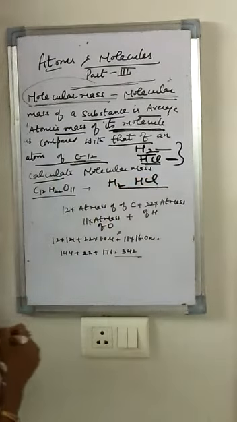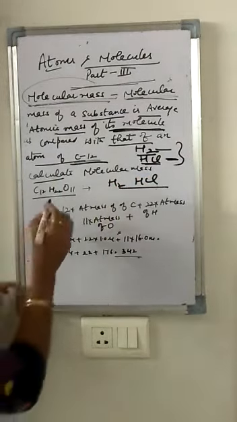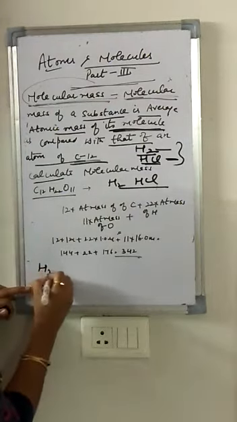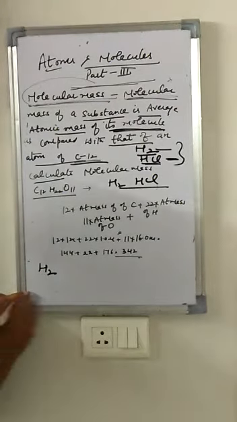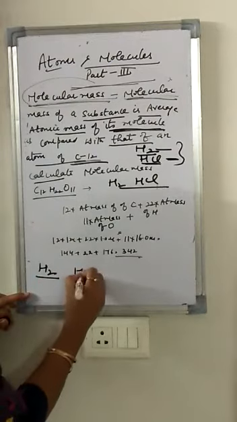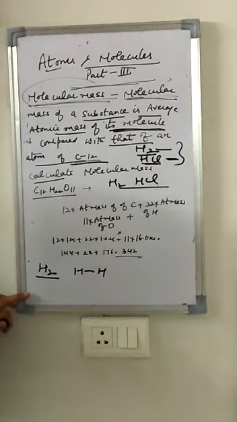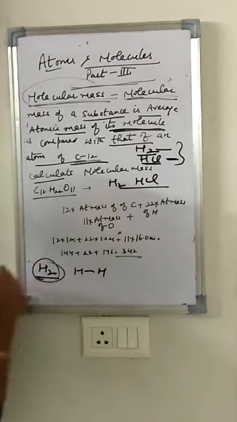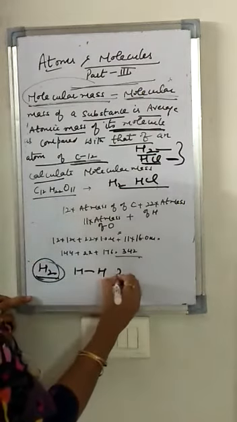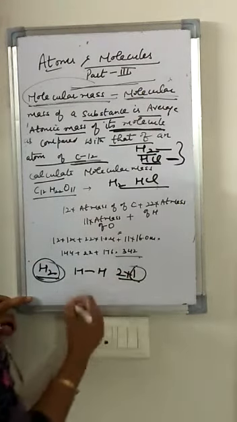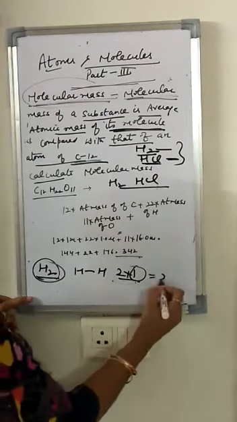How will we calculate the molecular mass? Very common. First we take the simple one. What is the molecular mass of hydrogen? This hydrogen molecule consists of two atoms of hydrogen. Okay. So what is the mass? 2 into 1. The mass of one hydrogen is 1. So 2 hydrogen it will be 2.